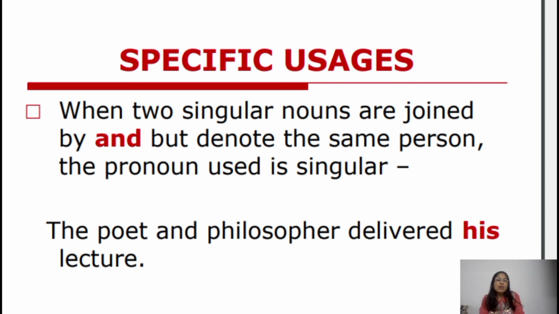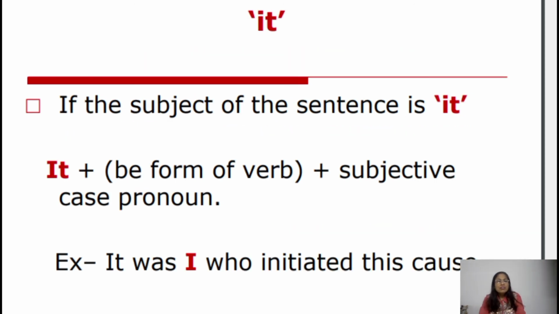When two singular nouns are joined by and but denote the same person, the pronoun used is singular. The poet and philosopher delivered his lecture. It. If the subject of the sentence is it, this is how it should be used. It plus be form of verb is followed by the subjective case of pronoun. For example, it was I who initiated this cause and not it was me. This is a very, very commonly made error.